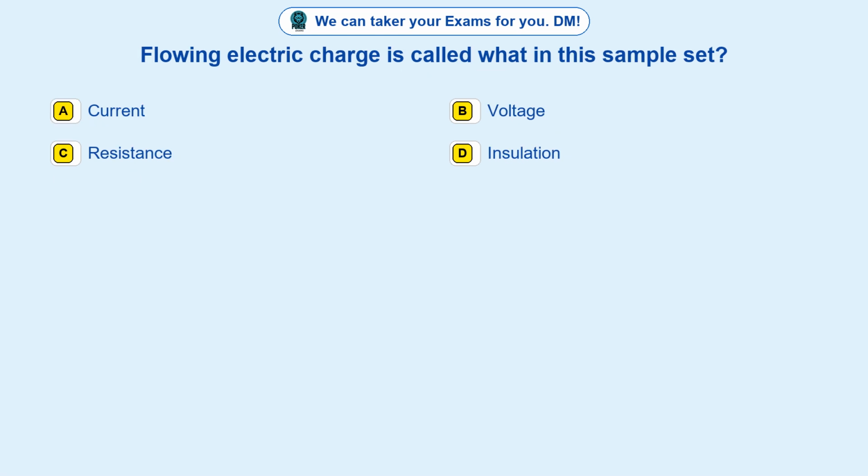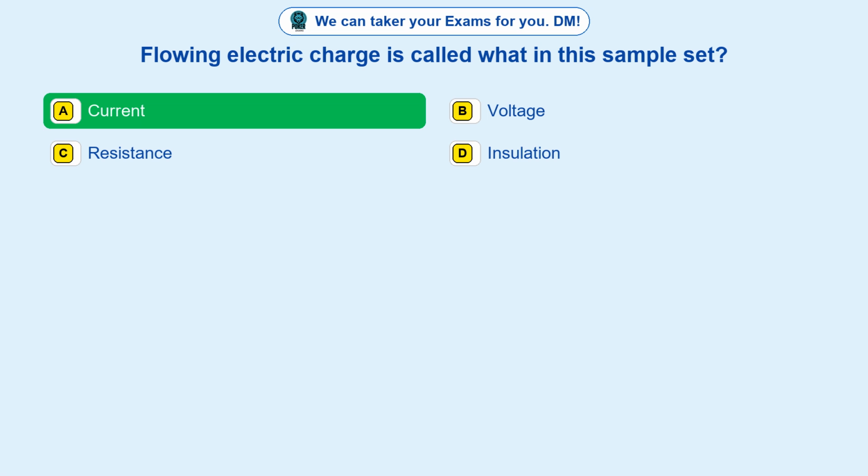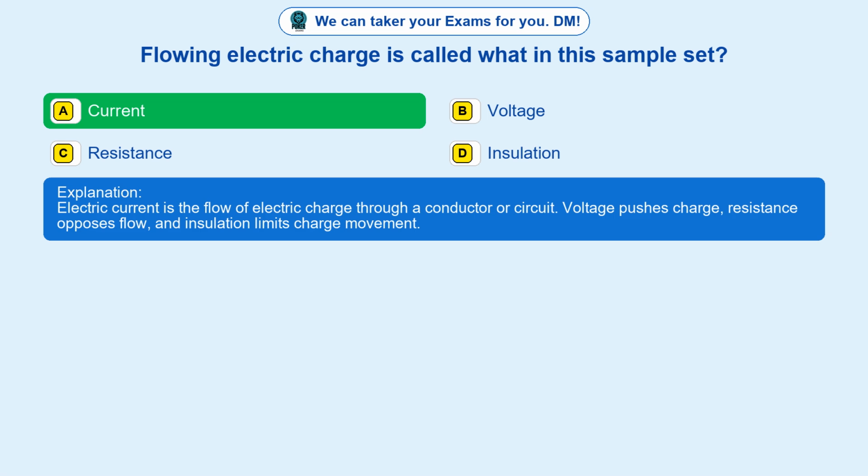Question 69. Flowing electric charge is called what in the sample set? Option A, current. Option B, voltage. Option C, resistance. Option D, insulation. The correct answer is option A. Current. Electric current is the flow of electric charge through a conductor or circuit. Voltage pushes charge, resistance opposes flow, and insulation limits charge movement.